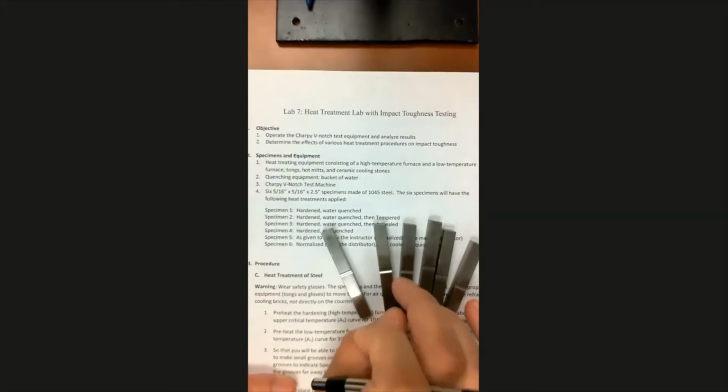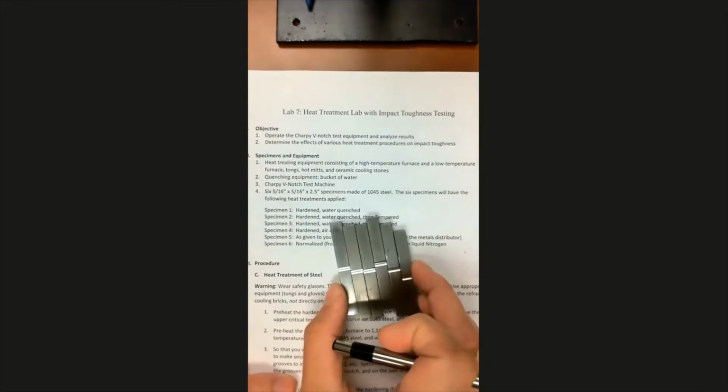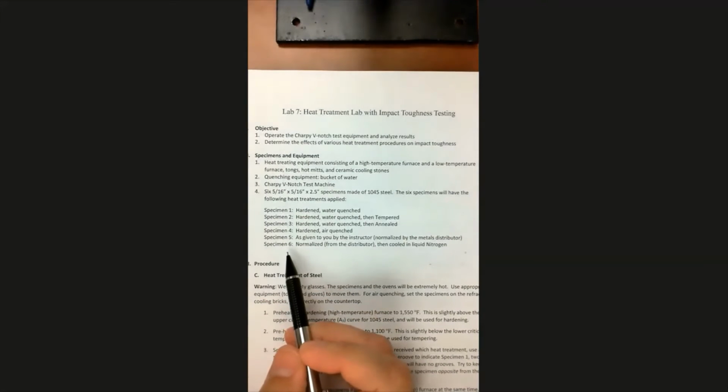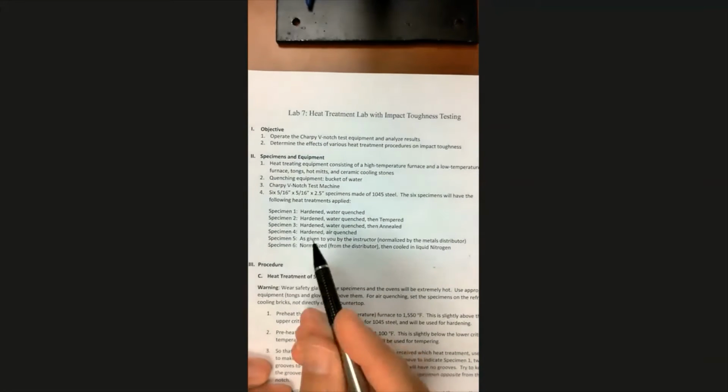All right. So I got 6 of these. Each group is going to have 6 of these. So I'm going to do a total of 30 of these in the heat treatment processes. And we're going to do a different heat treatment process to each of the 6 that each group is going to do. So each group is going to have all 6 of these.